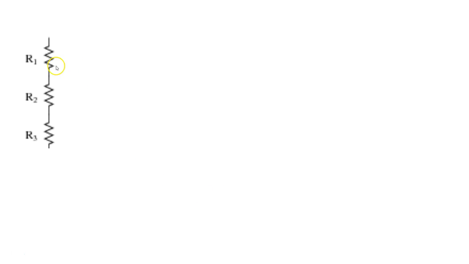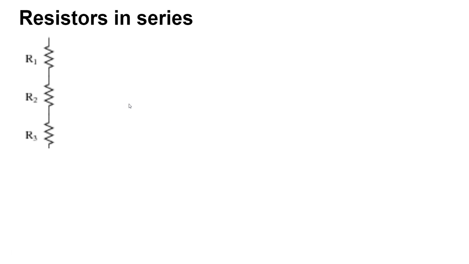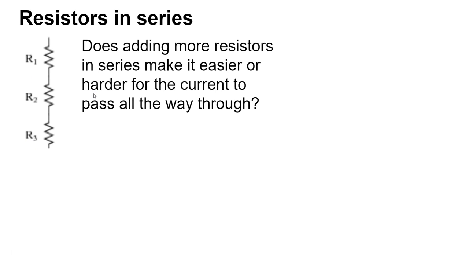All right, so here we have three resistors in a row, and you may have predicted it, but this is an example of resistors in series. They're coming one right after another. So then my question that I have here is, does adding more resistors in series make it easier or harder for the current to pass all the way through?